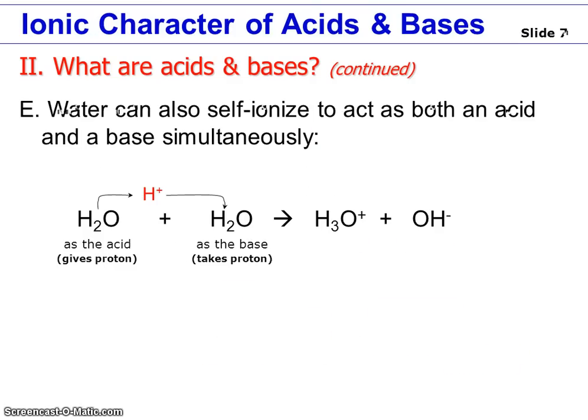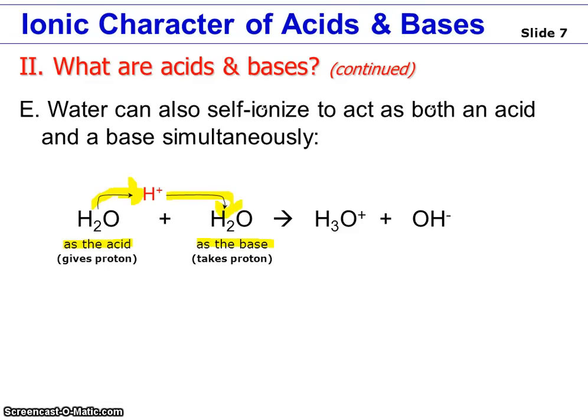Water can also self-ionize, meaning it can ionize itself, and it can be an acid and a base at the same time. So if you have two water molecules, one of which is acting as the acid and the other is acting as the base, and we know this because one of them is going to give away a hydrogen ion, which is the definition of an acid. One of them is going to accept this hydrogen ion, which is the definition of a base.